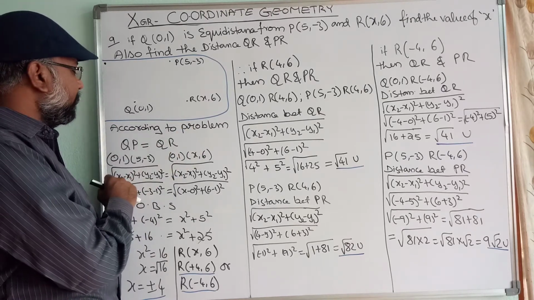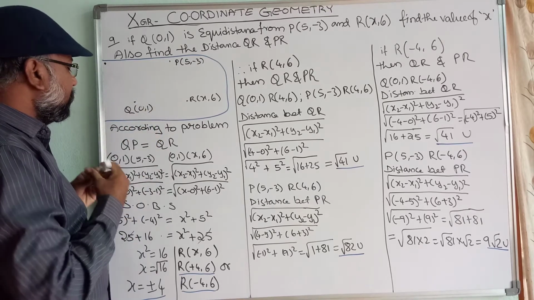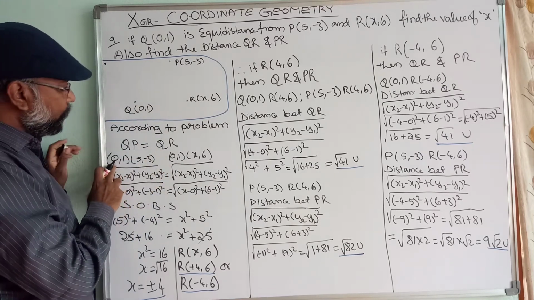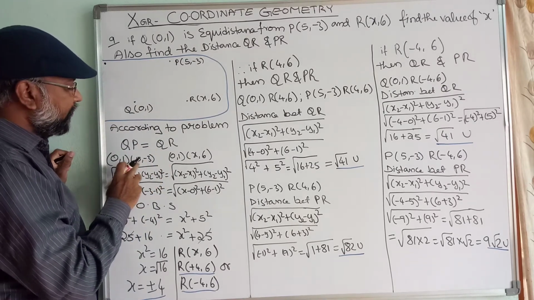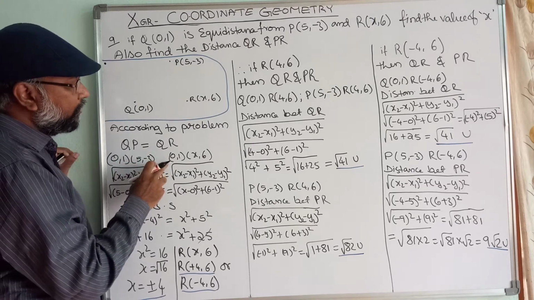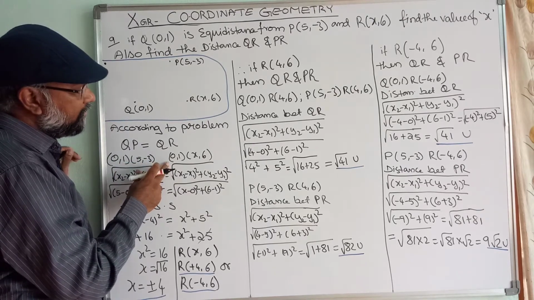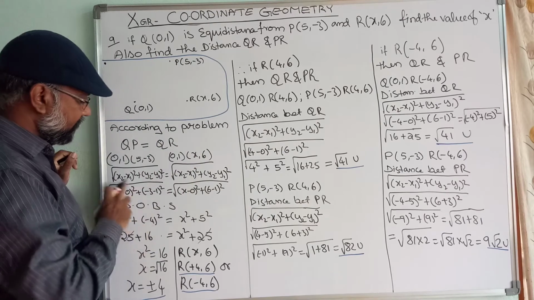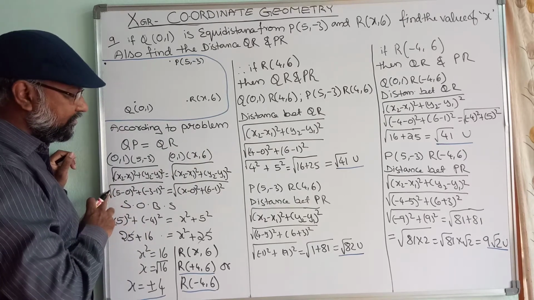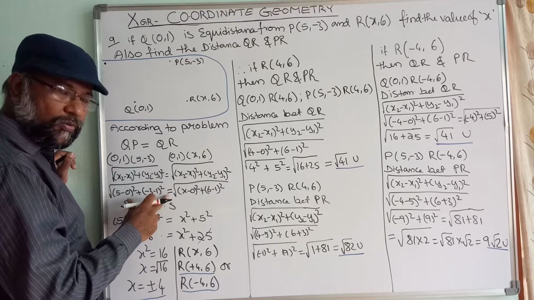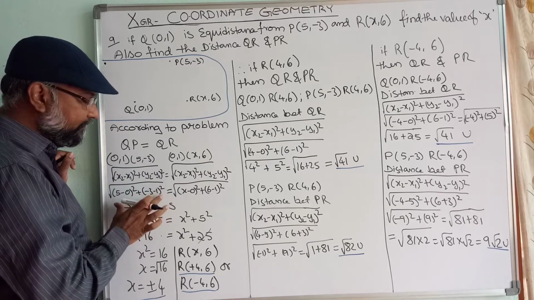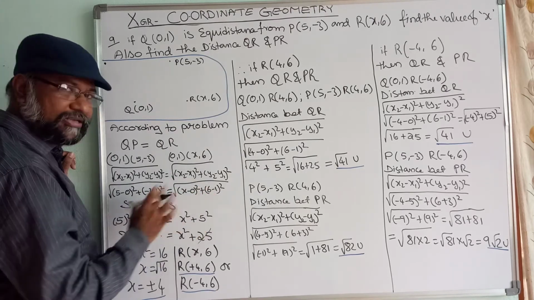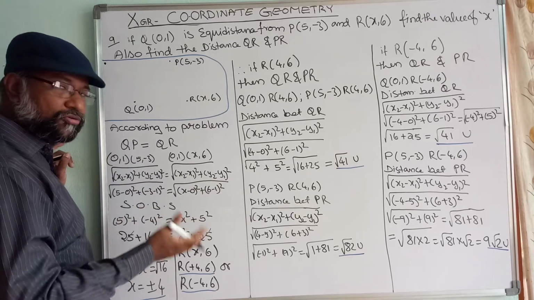Let's come to the point. According to the problem, QP is equal to QR. So write down the Q point (0, 1), the P point (5, -3), and the R point (x, 6). Write the formula and substitute. Here the condition given is equal, so we have two sides, LHS and RHS, and we have to solve for the x value.